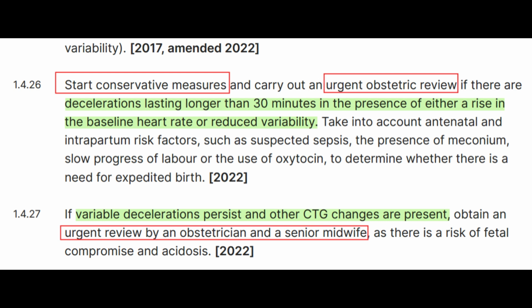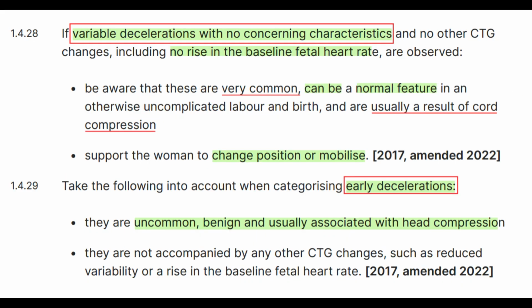If variable decelerations persist and other CTG changes are present, obtain an urgent review by an obstetrician and a senior midwife, as there is a risk of fetal compromise and acidosis. If variable decelerations with no concerning characteristics and no other CTG changes, including no rise in the baseline fetal heart rate, are observed, be aware that these are very common, can be a normal feature in an otherwise uncomplicated labor and birth, and are usually a result of cord compression. Support the woman to change position or mobilize.